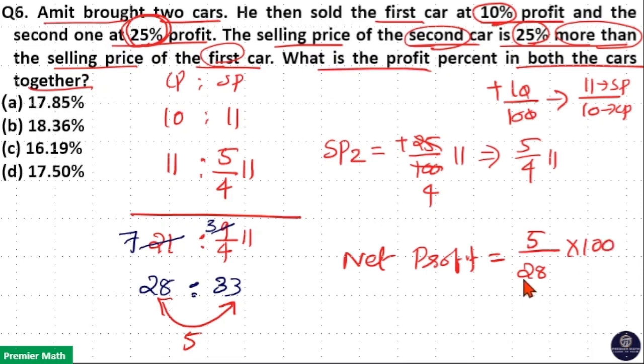Now 4 goes 7 times in 28. 4 goes 25 times in 100. So 25 into 5, 125. 125 by 7 is equal to 17.85%. So option A is your answer.